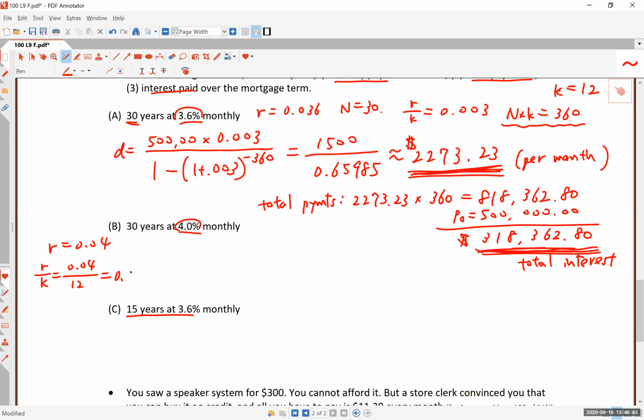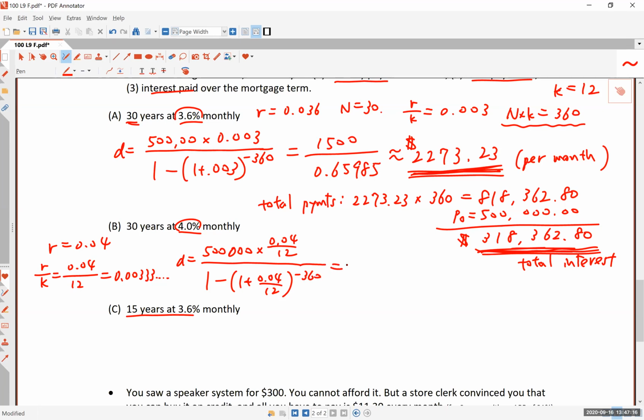Or you can go ahead and write 0.00333, but the problem is it's just a repeating decimal. So D is 500,000 times this number, 0.04 over 12. I'm just going to go ahead and write this. And if you can just manage to multiply this 500,000 times 0.04 and divide it by 12, you will be able to find the correct number here. And then on the bottom is this, 360.